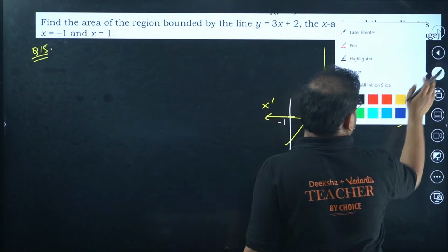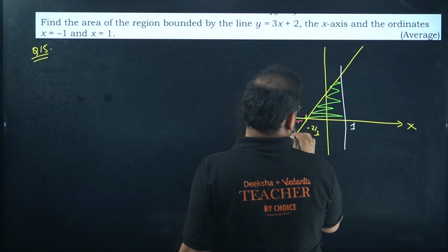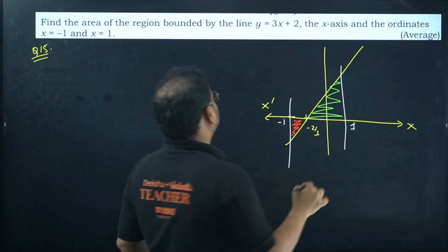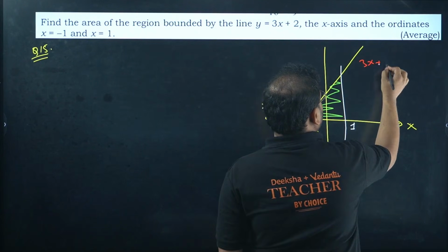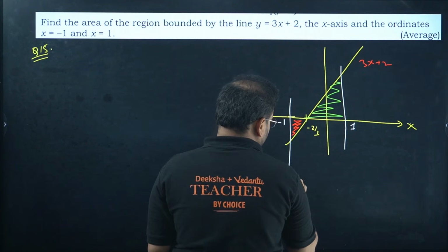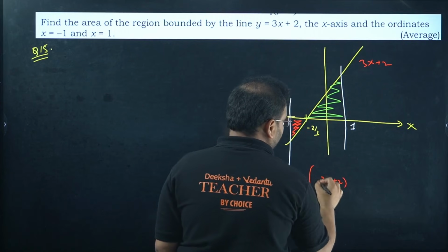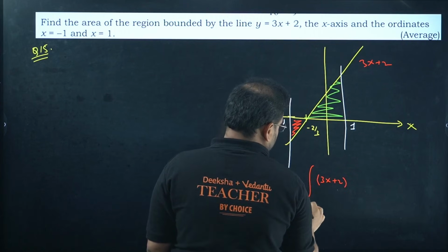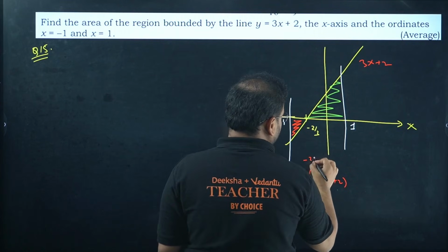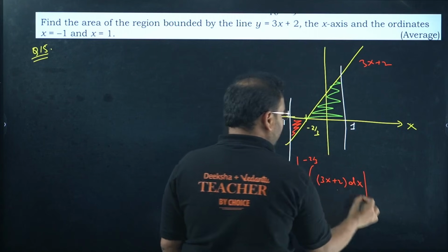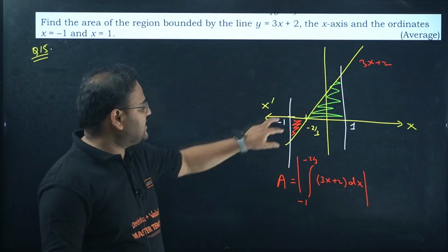Okay, the negative one I'll also mark. This is the required area. So I've got to integrate this function 3x plus 2. Check here. My required area will be what? Integrate 3x plus 2 from where to where? From minus 1 to minus 2 by 3, and this will result in a negative value, so we use the modulus sign, because this area is below the x-axis.